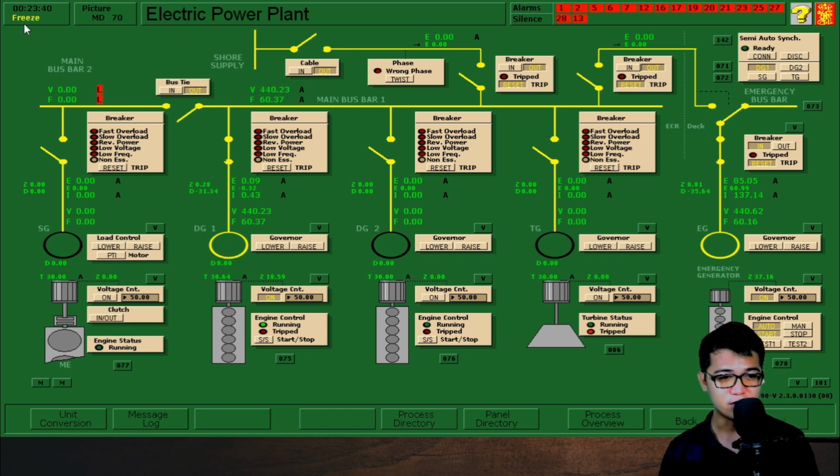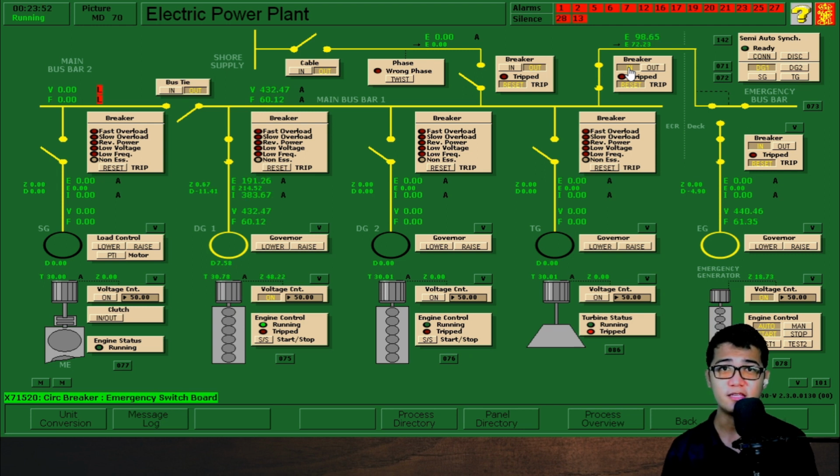Okay, so we start our simulation. So naka-freeze pa tayo dito. Okay, and if we turn this on or connect this breaker in, okay, notice that this will move. So that's the automatic transfer. So right now, the load coming from our emergency bus bar is now transferred to our diesel generator number 1. Okay, so again, starting from diesel generator 1, passing through this breaker, the electricity generated goes to our main bus bar.